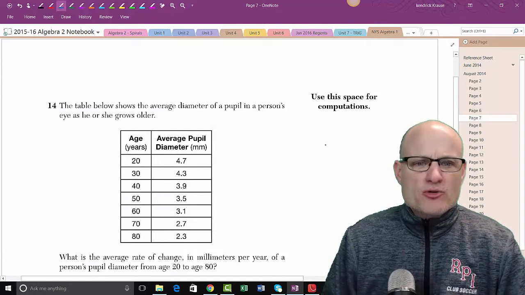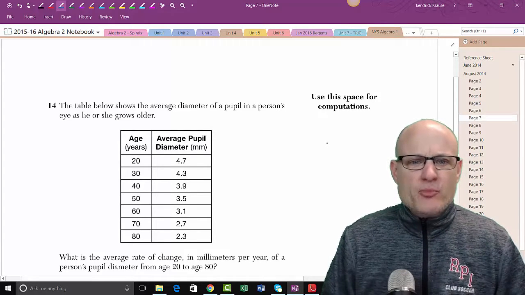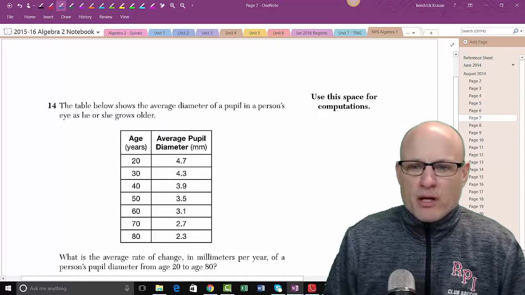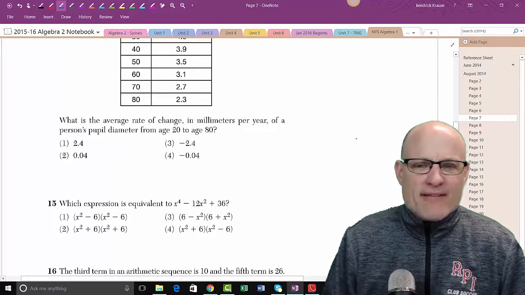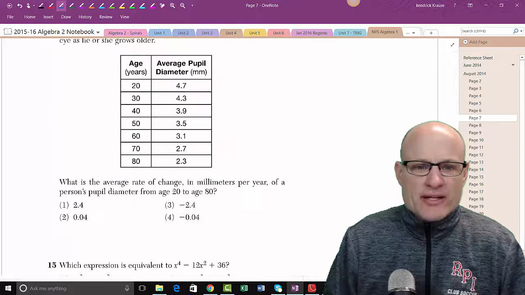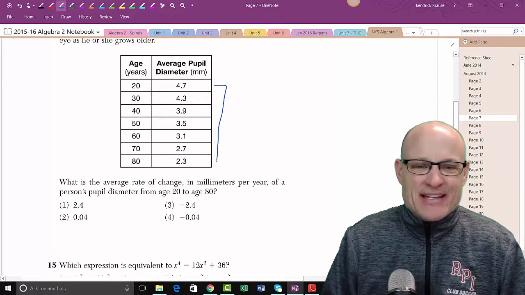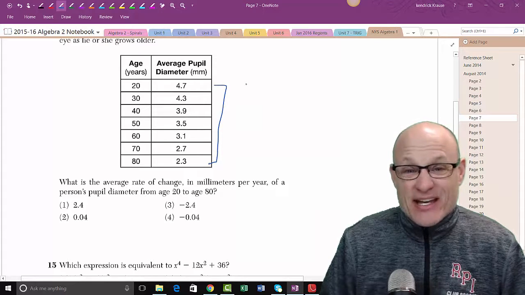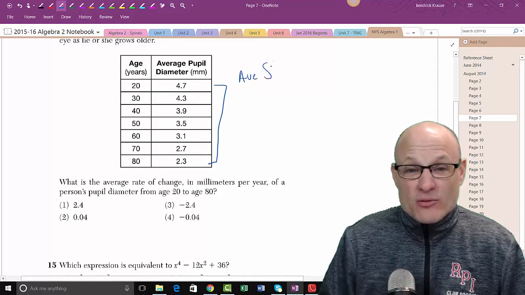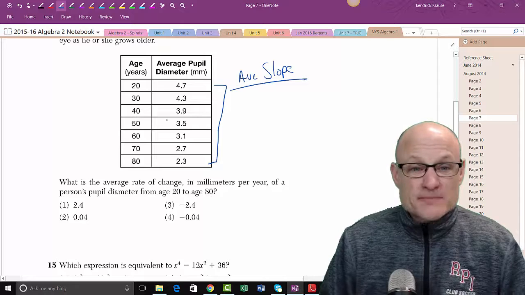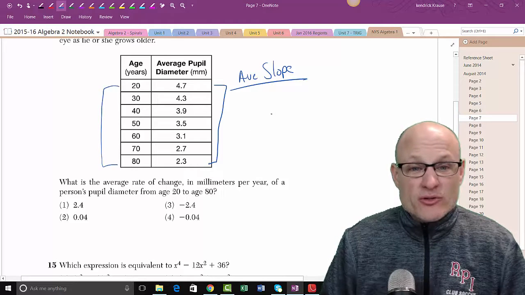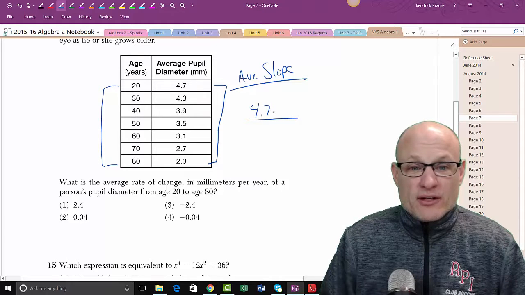The table below shows the average diameter of a pupil in an eye. It says, what is the average rate of change between 20 and 80? So average rate of change is really just slope. So we're looking for the slope between these two. So we'll do change in y's, which is 4.7 minus 2.3 all over 20 minus 80.